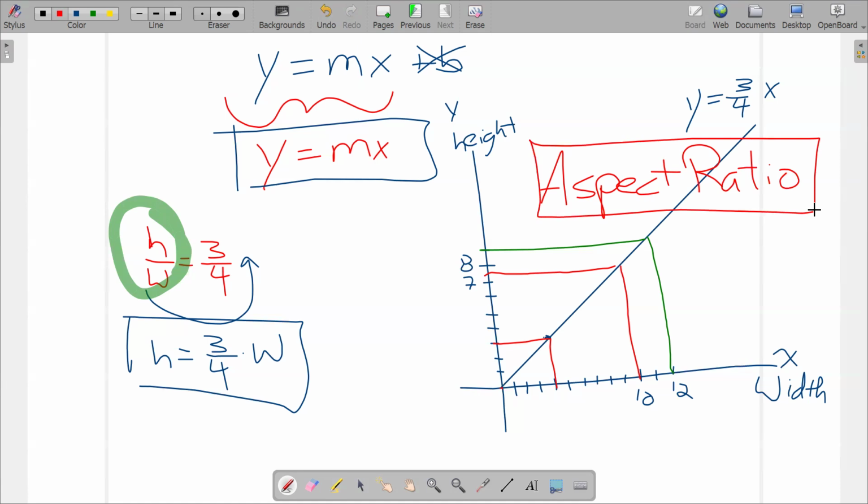The shape of the screen is called the aspect ratio. So aspect ratio is just the ratio of the height to the width.